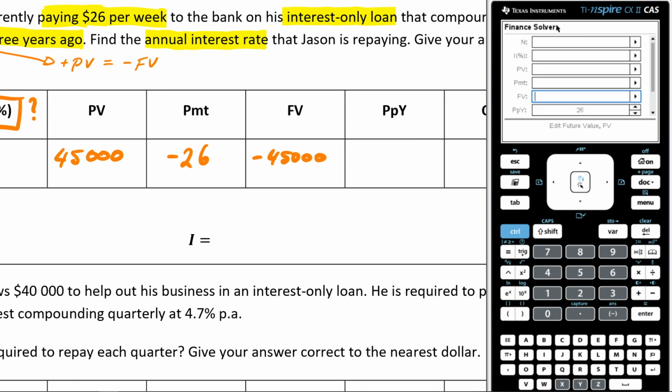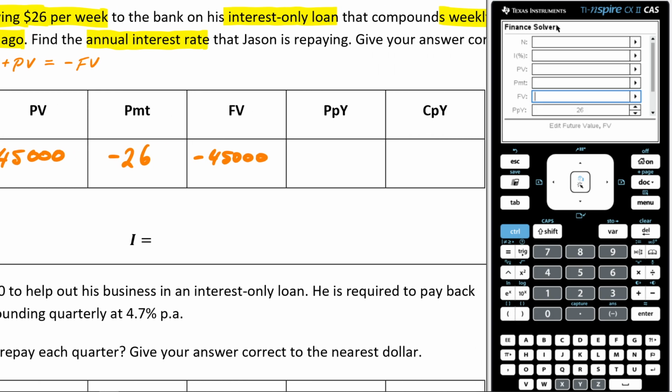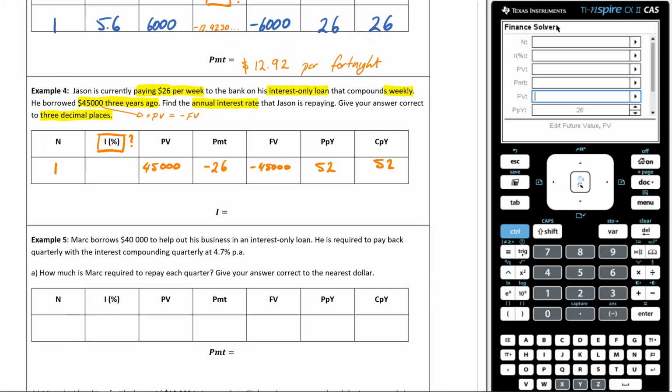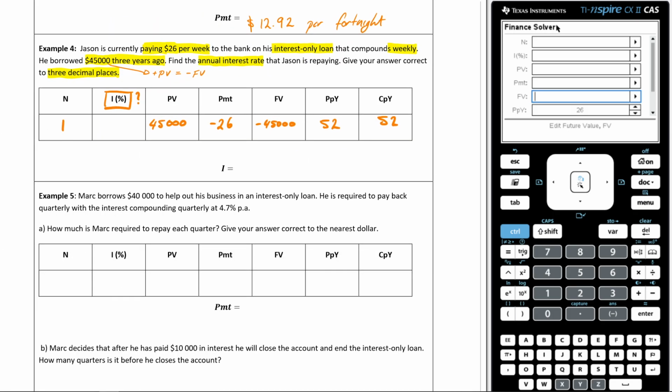All right, we keep on going. So my PPY now is going to be, well, what is it? It's weekly, so it's going to be 52, because there's 52 weeks in the year, and my CPY will be 52 as well. Okay, having now done that, what I'm going to do is just put it all into my finance solver.